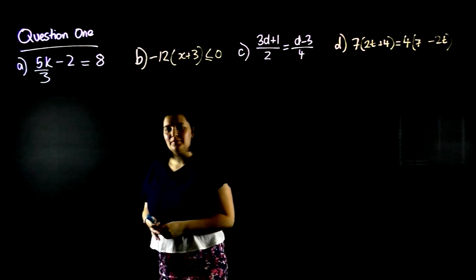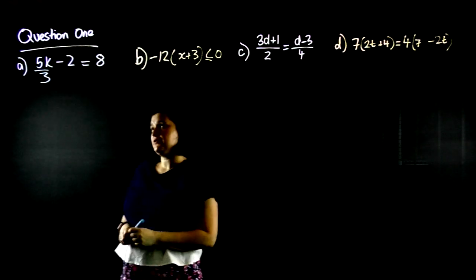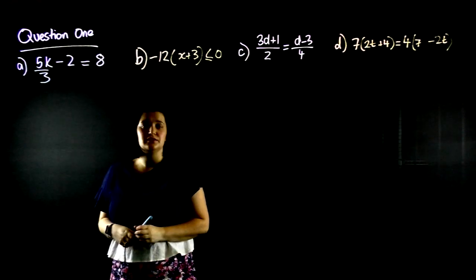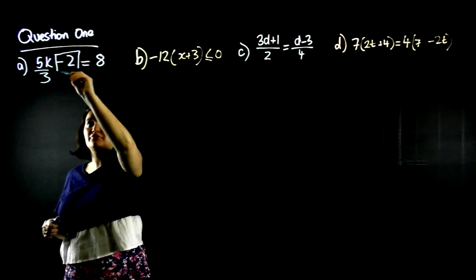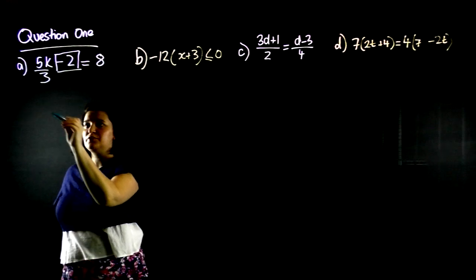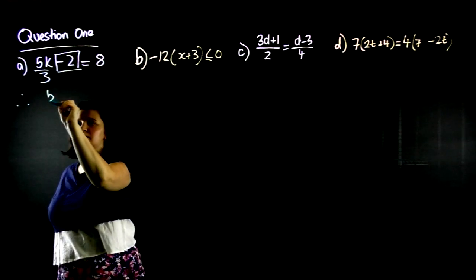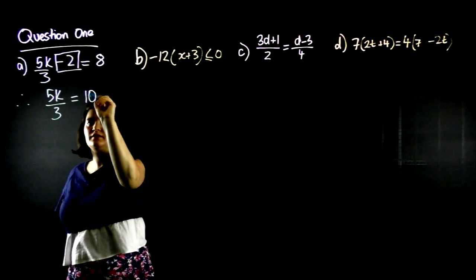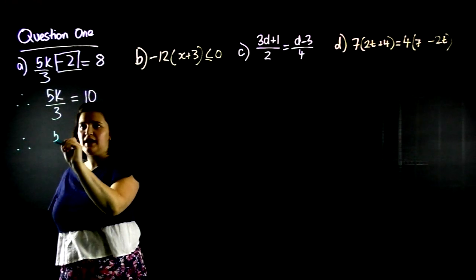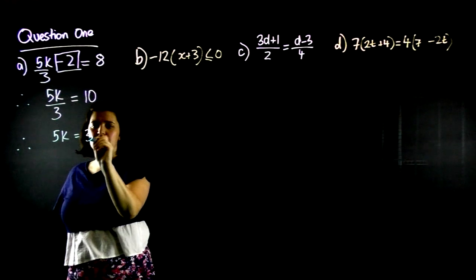So question 1 from our test, we've got 5k over 3 take 2 equals 8, and we're trying to solve for k. So I'm going to get rid of this -2, adding 2 to both sides, so therefore 5k over 3 equals 8 plus 2 is 10, therefore 5k equals 30.